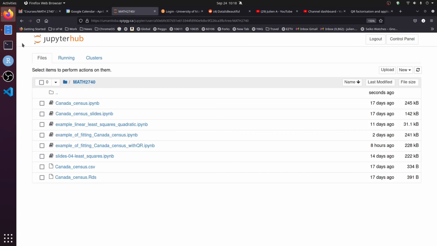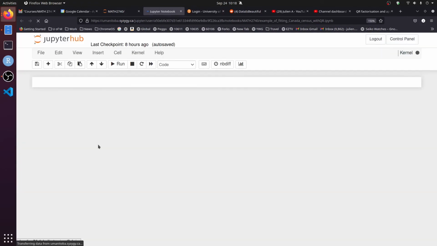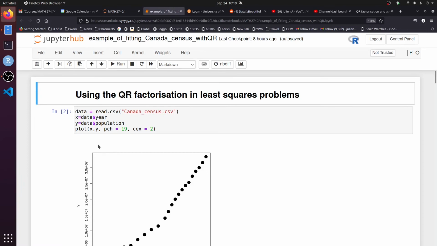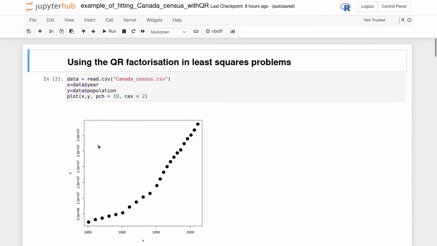Okay, for our last exploration of QR related topics, for the moment, we are going to take a look at using the QR factorization in practice and how to do it using R. So what I'm going to do is revisit our example of fitting the Canadian census data using the QR procedure. I've created another worksheet that I will put online, which takes the worksheet we had before.